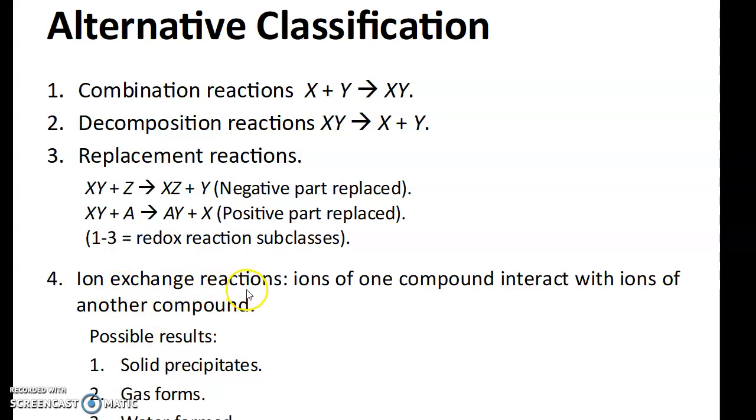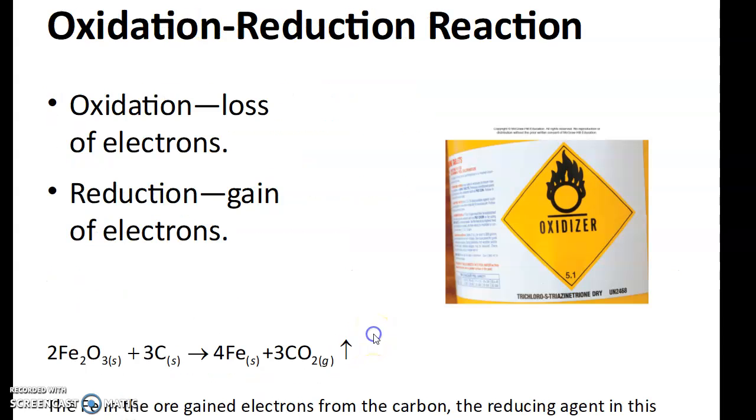Ion exchange reactions are where ions of one compound interact with ions of another compound. And you can have a solid precipitate forming, you can have gas forming, or water forming, right? So we'll talk about more of each one of those next.